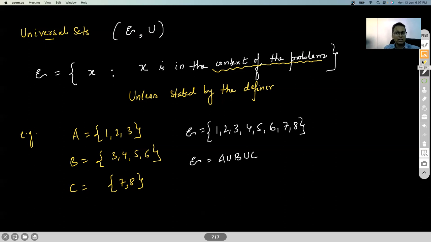Now, from the concept of universal set comes out the concept of complement of a set. Okay, so let's now talk about complement of a set.